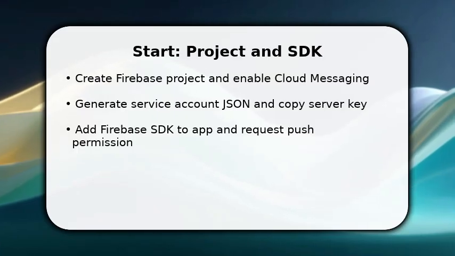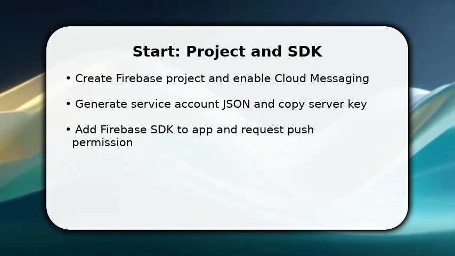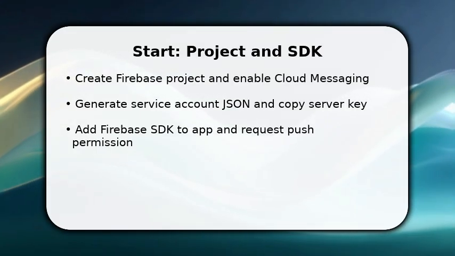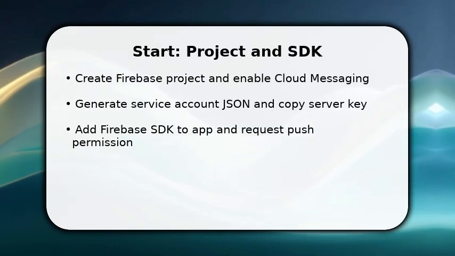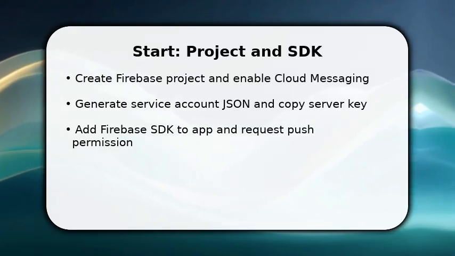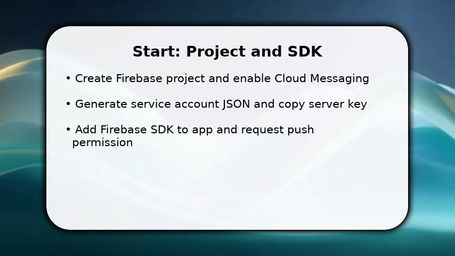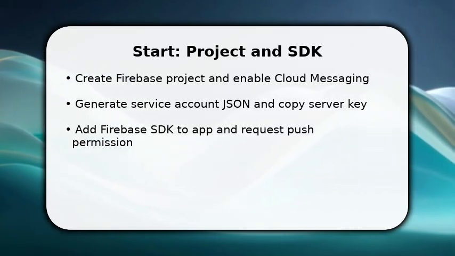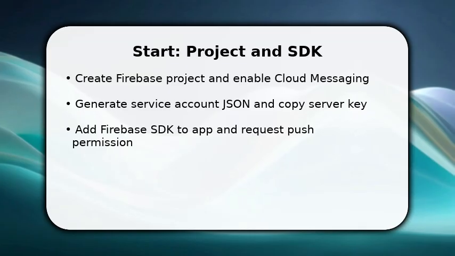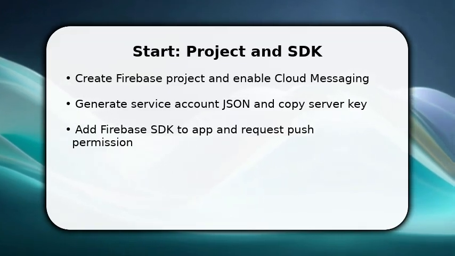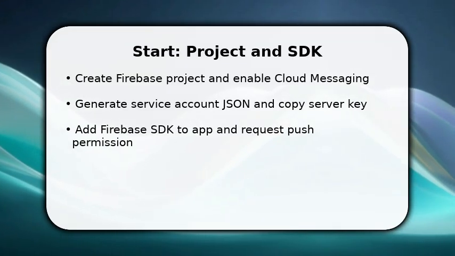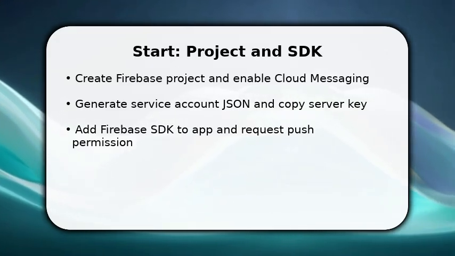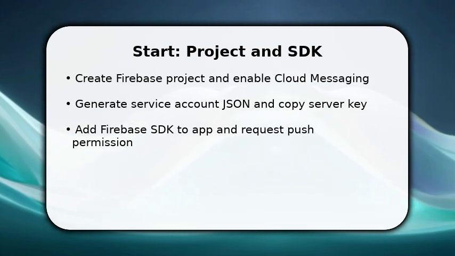You start by creating a Firebase project and enabling cloud messaging. This is essential. Once done, generate a service account JSON and note the server key so your server can authenticate. Next, add the Firebase SDK to your mobile or web app and implement the permission prompt so users can opt in. Make sure to initialize with the project config values and confirm the app registers a device token. That token is what you will target to deliver notifications.